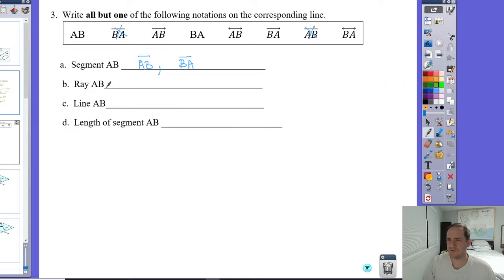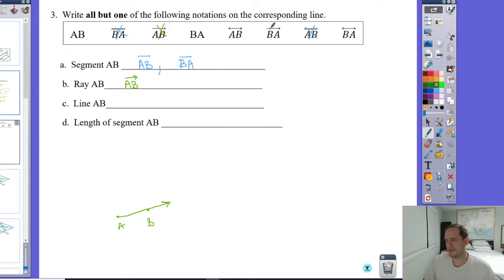All right, next they want ray AB. So ray AB is the part of a line that starts at A and passes through B, which means it has an endpoint at A, but after B it runs on forever. So the symbol for that, well, it looks just like it. We pick AB and we use a hat that shows that A is the endpoint and B is the point we run through, and we go past B and we keep going forever. So that's the symbol for ray AB.